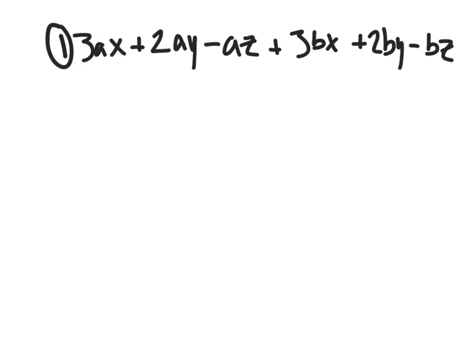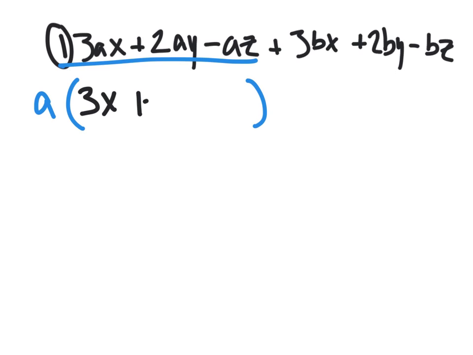So let's exactly do that. Let's pull out a single A from the first group. And what do I mean by group? I'm talking about these first 3 terms. All right? So if I pull out an A from these first 3 terms, what will I have left? 3x plus 2y minus z. You guys got it?